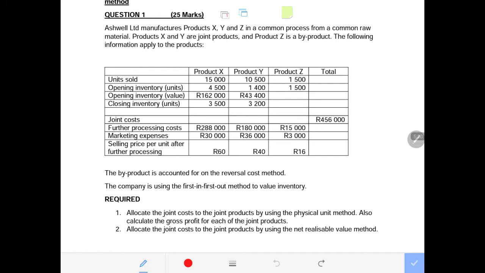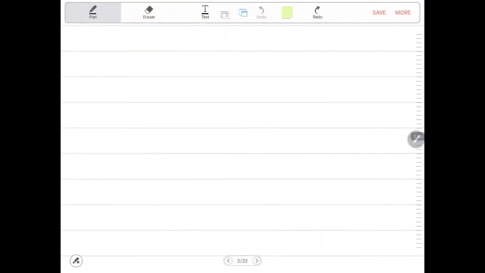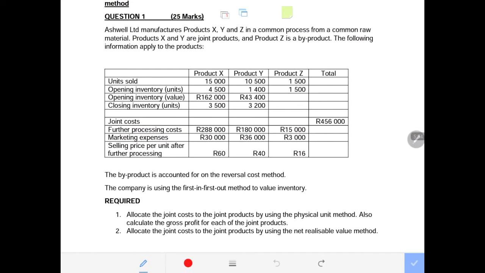Now let us respond to the first requirement of allocating our joint cost using the physical method, and then calculating the gross profit for each of the products that we have, obviously excluding the byproduct. We normally don't calculate gross profit for the byproduct because it is just an incidental product, a product that we manufacture without intending to do so. First thing we do, we need to highlight something very important that I did not read, that says the byproduct is accounted for on the reversal cost method.